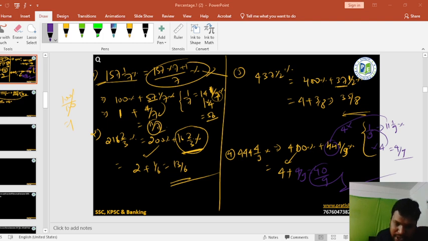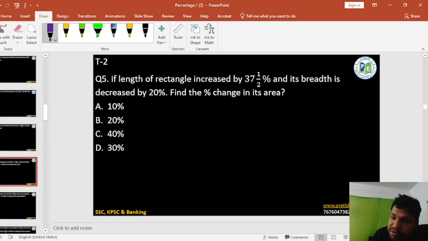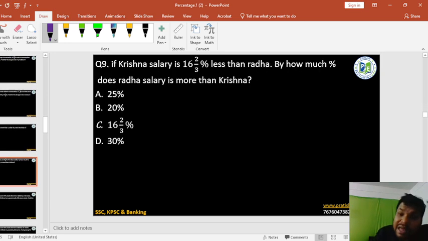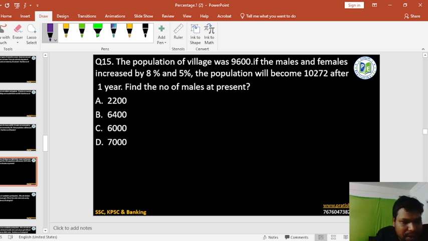Now, in the next class, I'll see this type of question. Now there is an application based question. If 6 is to 2 by 3% of a number is subtracted from itself, the result becomes 6. This is the first type of question. This is your second type of question. If the length of a rectangle is increased by 37 is to 1 by 2%, breadth is decreased by 20%, find the percentage change in its area. This is your second type. Salary based question. If X salary is more than 20% of Y, then Y salary is how much percent less than X. So in that there are a total 7 to 8 types of questions. I will discuss it. Then I will proceed for the next topic.